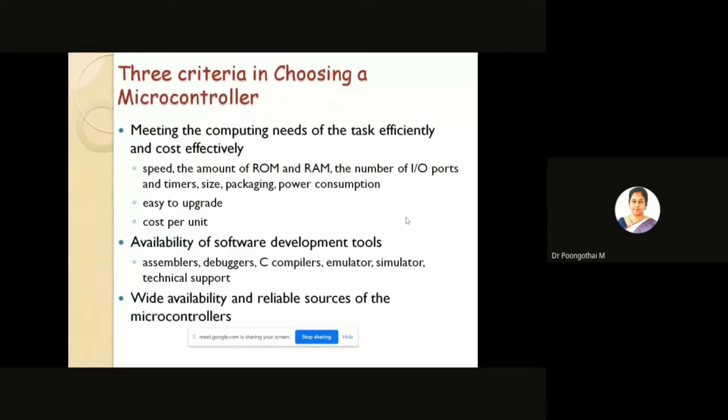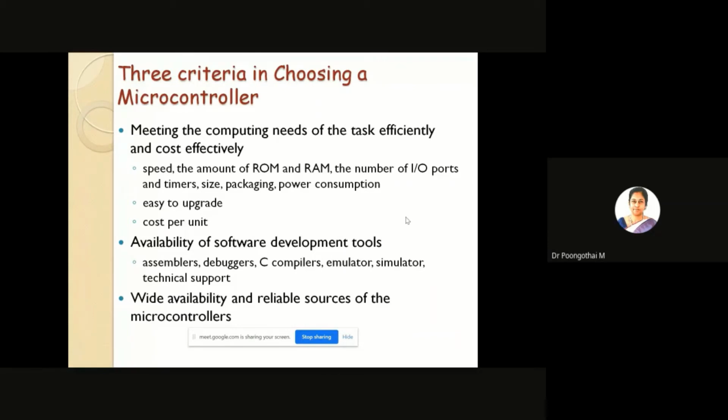Next is the criteria for choosing a microcontroller. Actually, there are four 8-bit microcontrollers. One is the Freescale microcontroller, that is 6811, Intel 8051, Zilog, and PIC from Microchip Technology. So each of these microcontrollers has a unique instruction set, unique architecture, and unique register set. So they are not compatible with each other. In case of programming, a program written for one microcontroller will not run on another microcontroller.